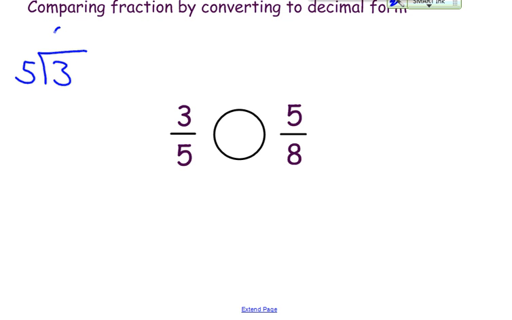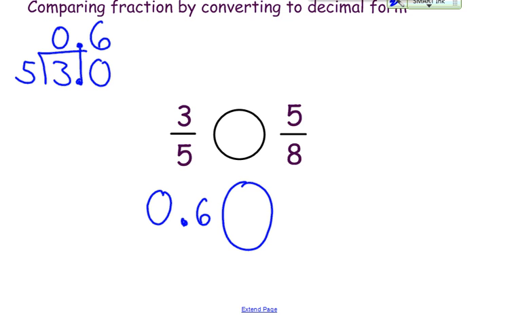5 goes into 3 0 times. Our decimal here goes straight up, add a 0. 5 goes into 30 6 times. And so we have a decimal number of 0.6. In comparison to our other fraction, which is 5 divided by 8.